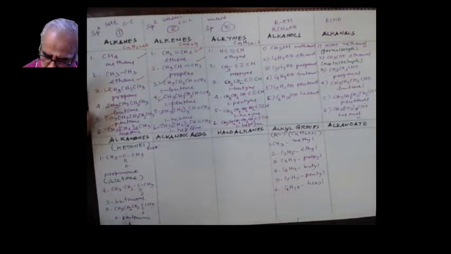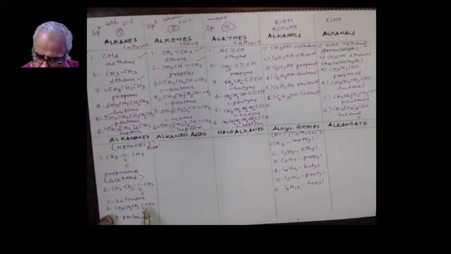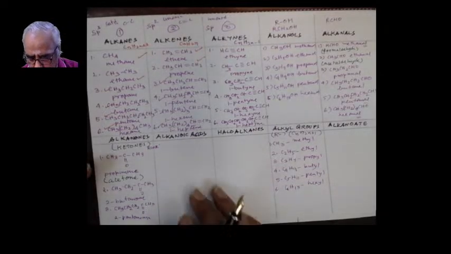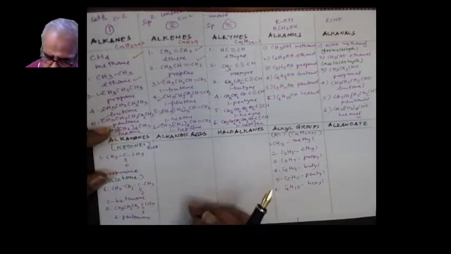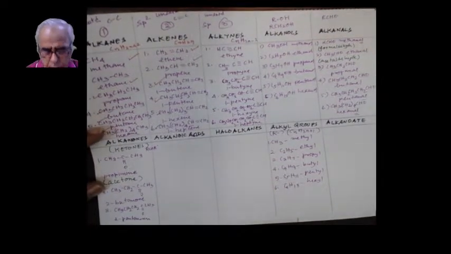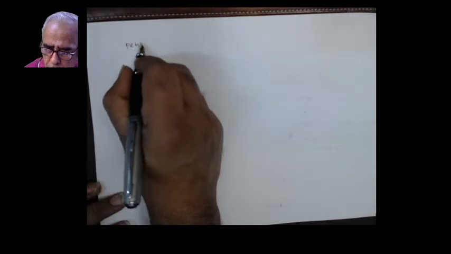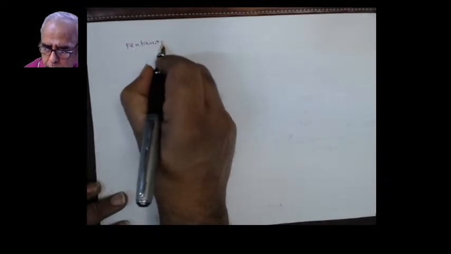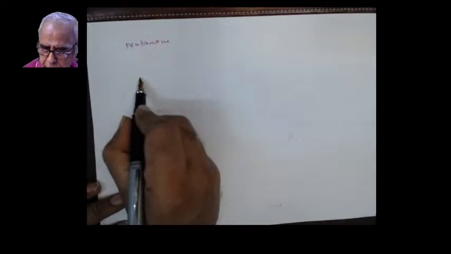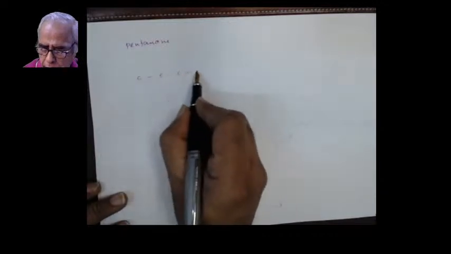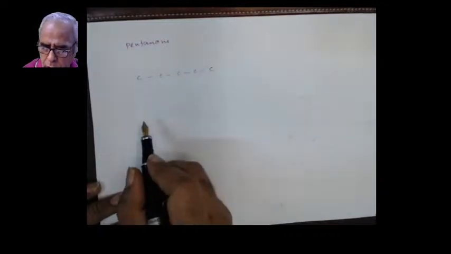So likewise you can try to write up to 6 members also. In fact, you can change the bulkiness of the alkyl group, and thereby you will be able to get different types of ketones. For example, let me explain with pentanone. Here penta means 1, 2, 3, 4, 5, and 2-pentanone.